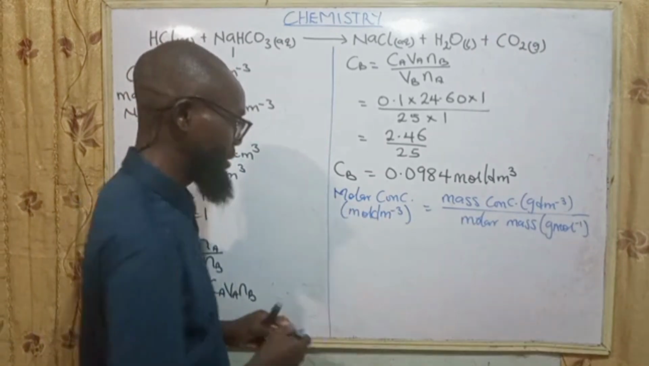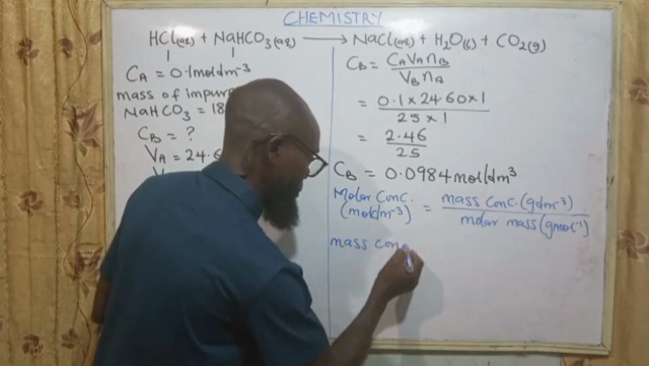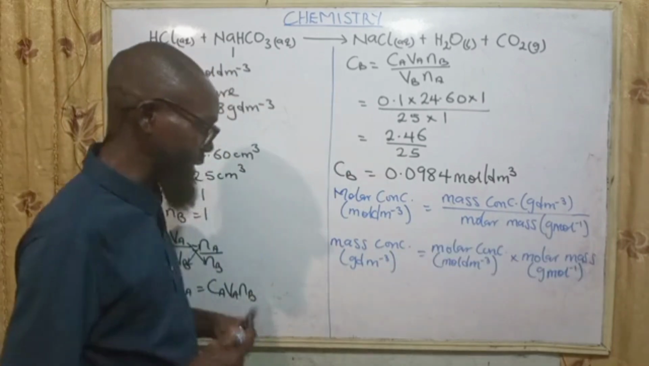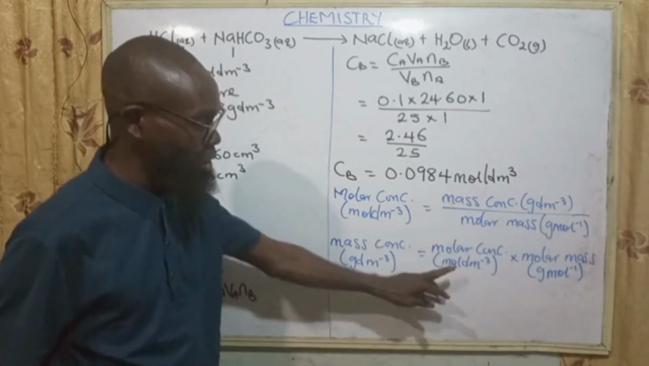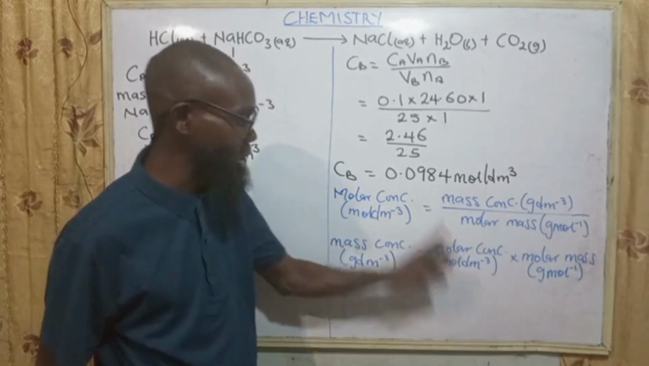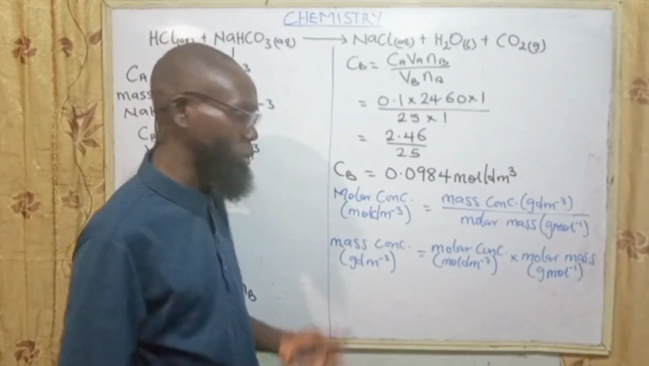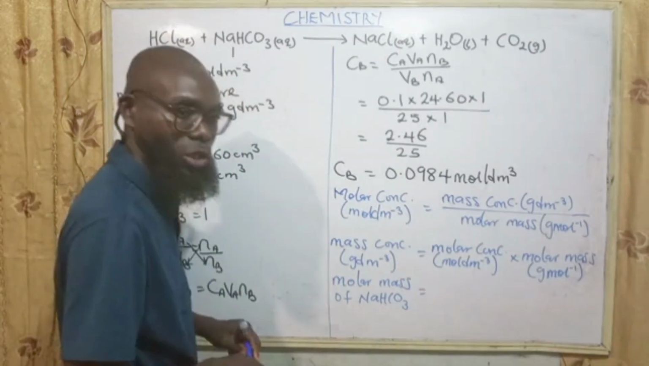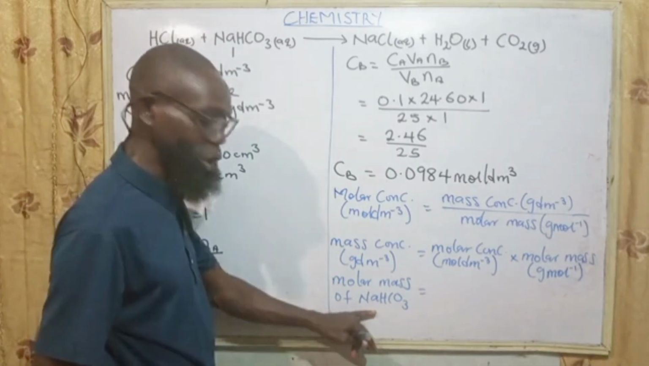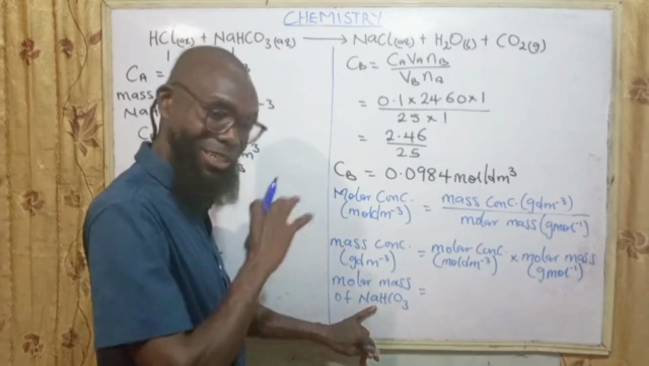So let's cross multiply. This comes out: mass concentration in gram per dm cube equals molar concentration in mole per dm cube times molar mass. Now we know our molar concentration, we've gotten it from here. Then our molar mass, let's find the molar mass of sodium hydrogen carbonate. To get the molar mass of sodium hydrogen carbonate, we have to sum up the atomic masses of each of the elements. Atomic mass of sodium, don't forget, it will be given to you in a bracket in the question.